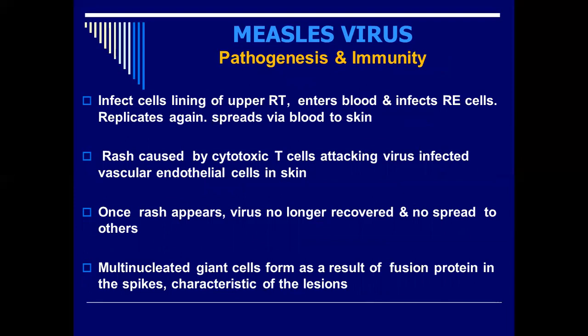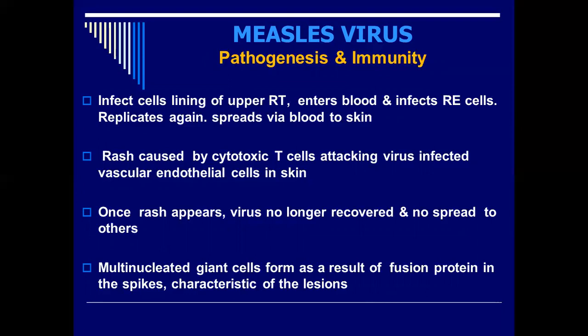The pathogenicity is that it infects the cells lining the upper respiratory tract. After entrance through the aerosol or the respiratory tract, the virus infects the cell linings of the upper respiratory tract, and from there it enters into the blood and infects the reticuloendothelial cells. This is the first stage. Now what happens? This is the first replication cycle. Entrance in the upper respiratory tract, enters in the blood, first viremia established, and then it infects the reticuloendothelial cells.